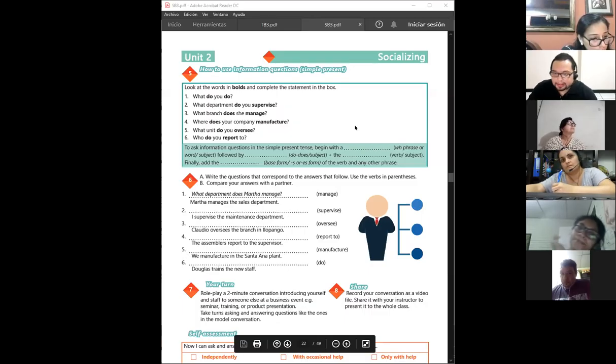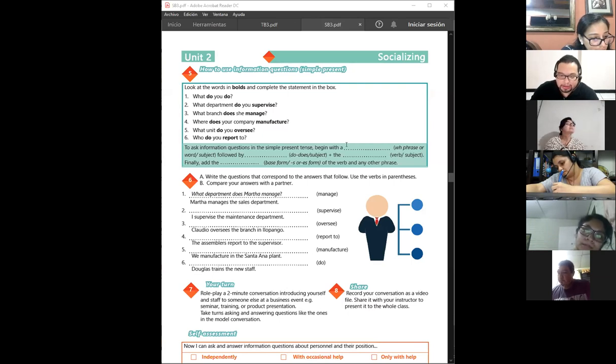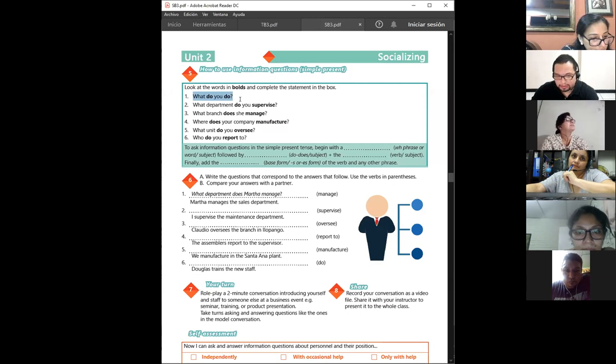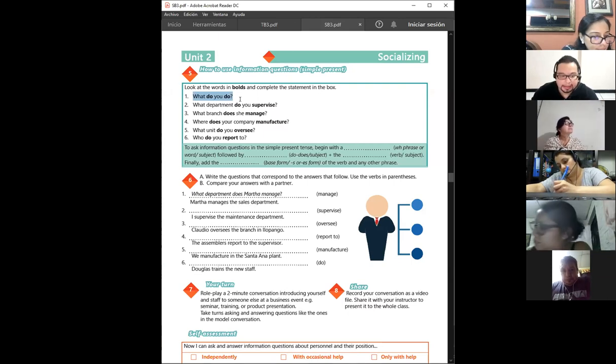Okay, I will share this one, and we move on to the textbook. So we go to this part and I will share what I need you to do. If you see, that is basically the same, but there's no explanation in this one. Okay, so what do you do? Most of the time when I say what do you do, nos referimos a la profesión que tiene. What do you do? I'm a teacher. What do you do? I'm a lawyer. What do you do? I'm an engineer.